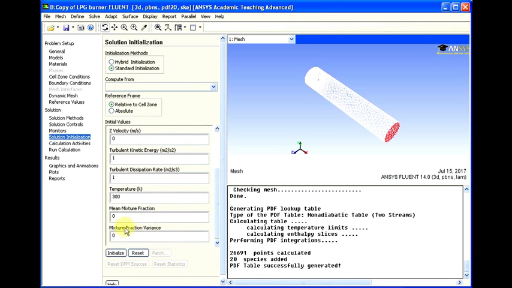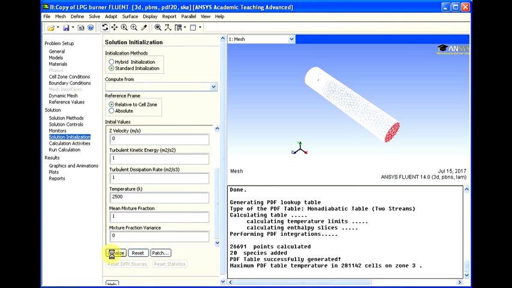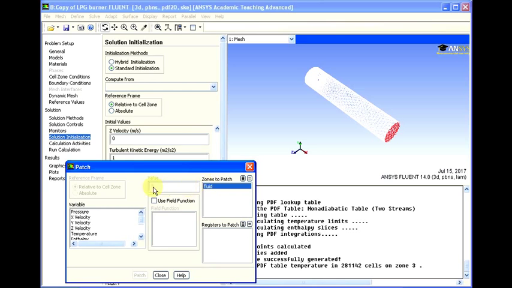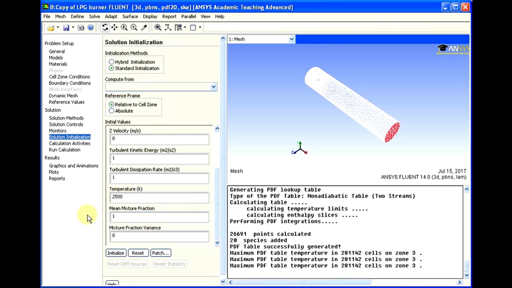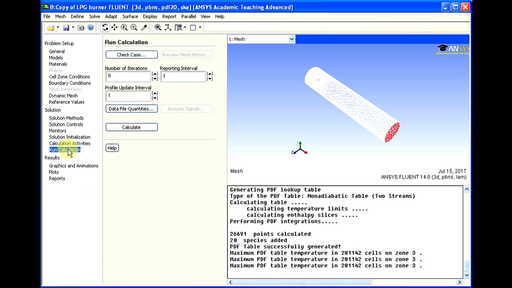We use standard initialization, with temperature at 2500 Kelvin as the startup temperature. Mean mixture fraction 1 means full fuel, for startup only. Then we initialize. We can also patch the temperature at 2500 Kelvin to prevent flame shutdown. Now we can run calculations, 300 iterations. That will take some time.